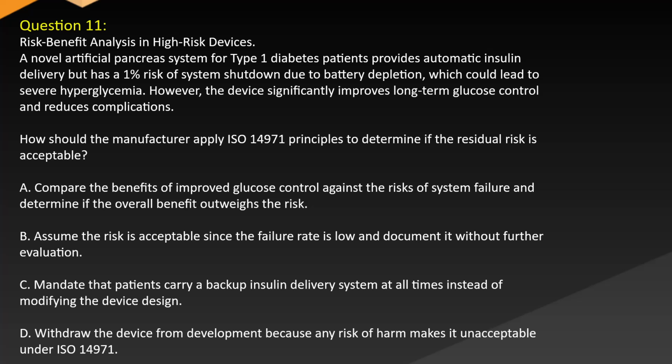A. They compare the benefits of improved glucose control against the risks of system failure and determine if the overall benefit outweighs the risk. B. Assume the risk is acceptable since the failure rate is low and document it without further evaluation. C. Mandate that patients carry a backup insulin delivery system at all times instead of modifying the device design. D. Withdraw the device from development because any risk of harm may be unacceptable under ISO 14971.